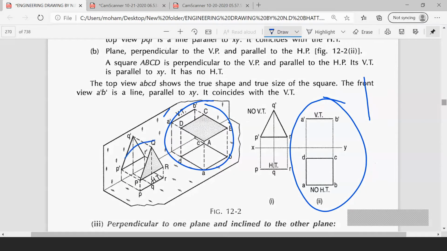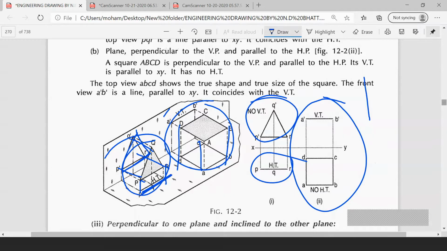When it is parallel to VP and perpendicular to HP, you have a triangle in the VP. This is the projection you are projecting. When I am projecting it downwards, I have only a straight line here. Here also, when I am projecting this one, it will form a square in the HP, and in the other view I have only a line.